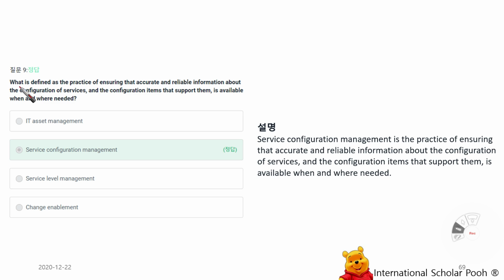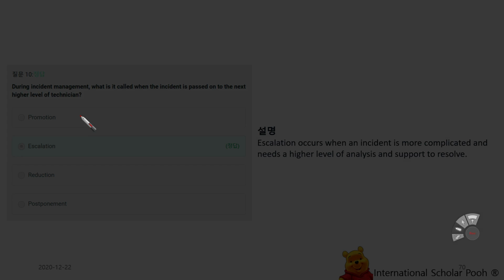What is defined as the practice of ensuring that accurate and reliable information about the configuration of services and the configuration items that support them is available when and where needed? Service configuration management. Service configuration management is the practice of ensuring that accurate and reliable information about the configuration of services and the configuration items that support them is available when and where needed.